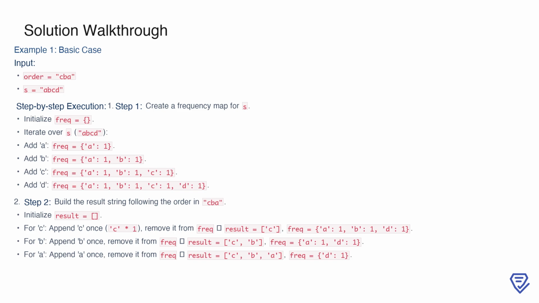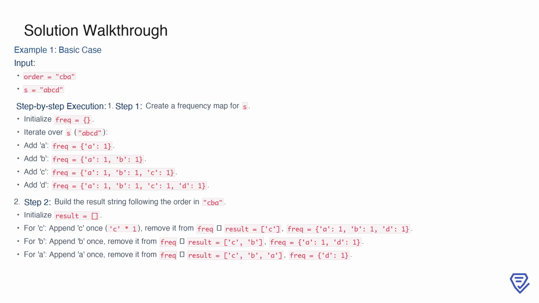Next, we construct the result string by following the custom order provided in order, which here is CBA. For each character in order, we check if it exists in the frequency map. If it does, we append it to the result as many times as its frequency and then remove it from the map. For C, we append it once, so the result becomes C, and C is removed from the map. Similarly, we append B and A, updating the result to C, B, A, and leaving only D1 in the frequency map.